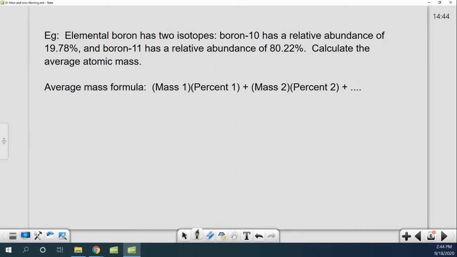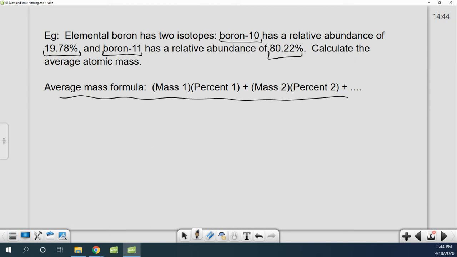So let's take a look. I'll show you guys this calculation because it sounds scary. It's actually pretty easy. Elemental boron has 2 isotopes. Let's start with 2. You can go up to as many as you want, but we'll do 2. We got boron 10, which has a relative abundance, that means how much of it is out there, is 19.78%. So of all the boron I can find, on average, 19.78% of it will be boron 10. There's also boron 11, which has an abundance of 80.22%. Calculate average mass. And so you could do as many of these isotopes as you want. If something had 8 isotopes, you could do 8 isotopes. As long as the percents add to 100, you're good.